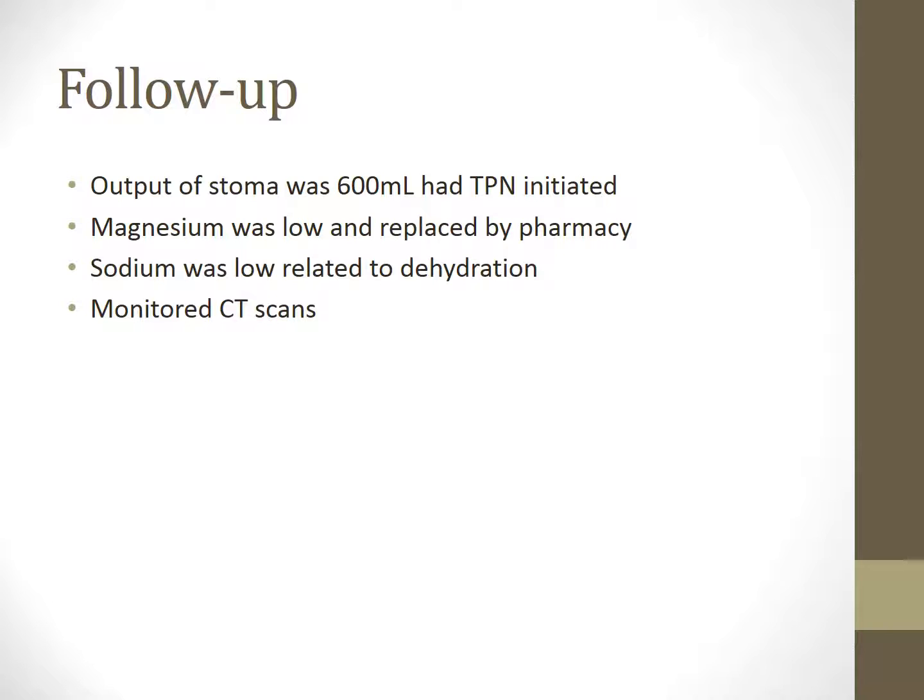For my follow-up with MH, I recorded that the output of her stoma was 600 mLs and then the TPN was initiated. The magnesium level was proven to be low, and I called the pharmacist and made sure that it was going to be replaced by pharmacy. They were on top of it and replacing it already.